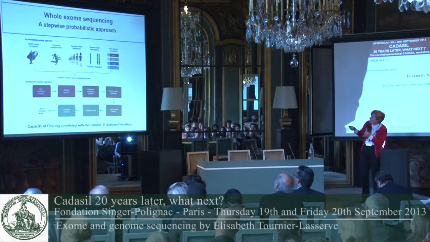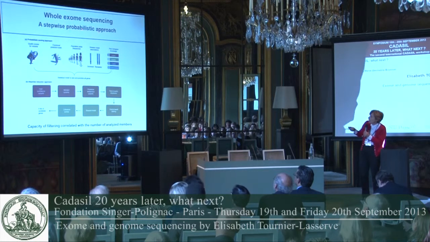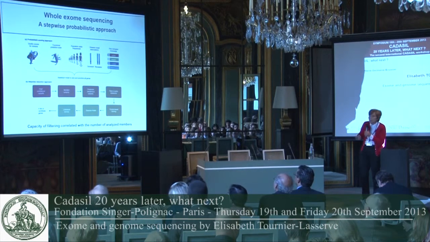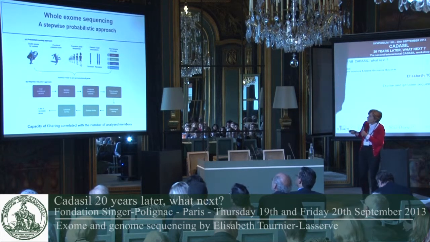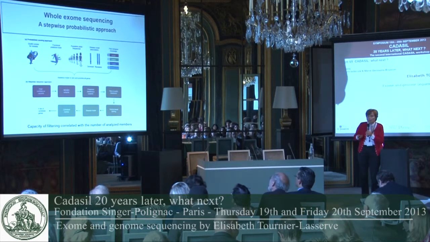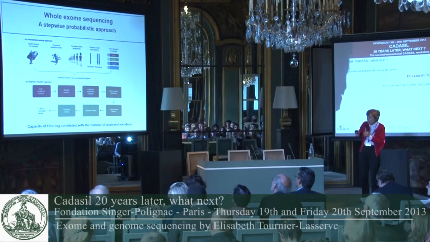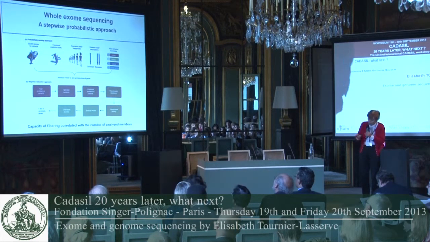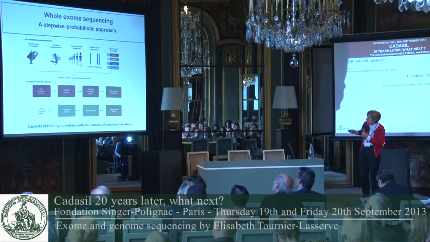How do we identify genes with whole exome sequencing? In fact, basically, it's a stepwise, probabilistic approach, as said this morning. And this approach is not black and white. I will just skip completely the technical parts, leading to the enrichment and capture of the exons, which are very important. And after that, I will go to how we filter.